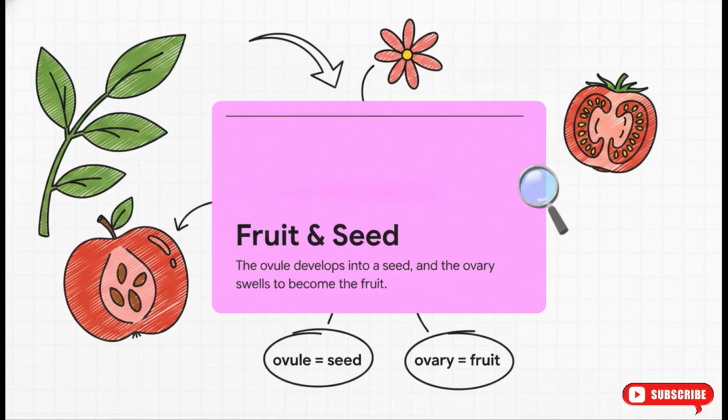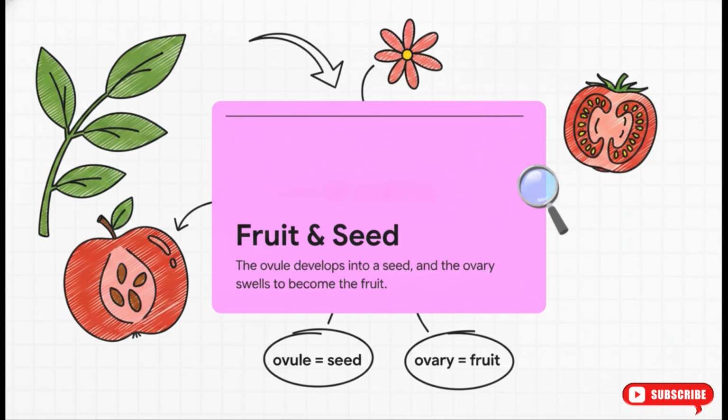The newly formed zygote starts to divide, eventually forming a seed within the ovule. The ovule wall develops into a hard coat to protect it. Meanwhile, the surrounding ovary, which houses all these newly formed seeds, swells right up and becomes the fruit. So, biologically speaking, that apple or tomato you eat, it's actually a swollen plant ovary.